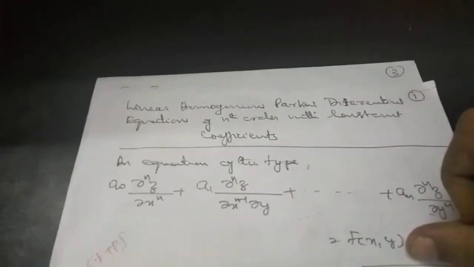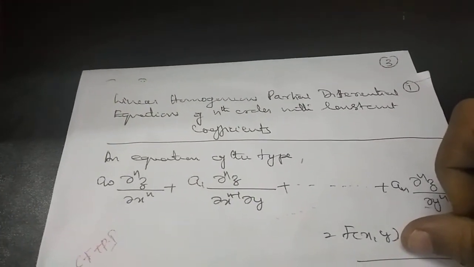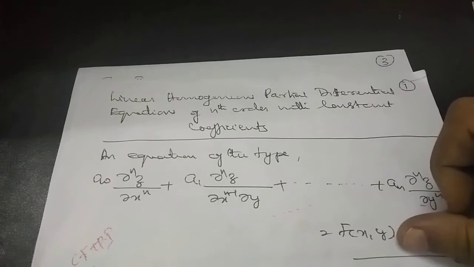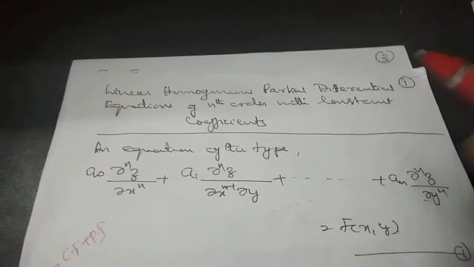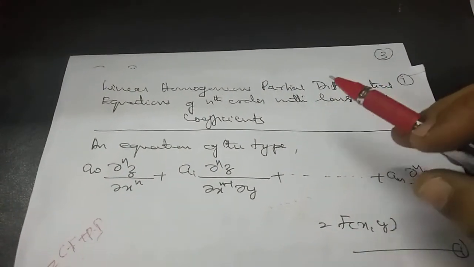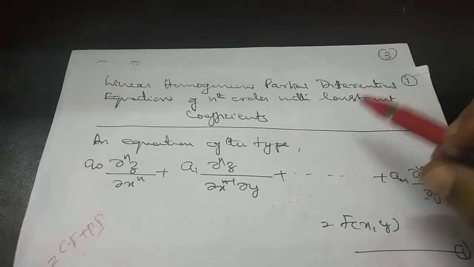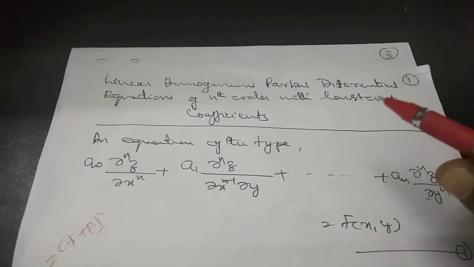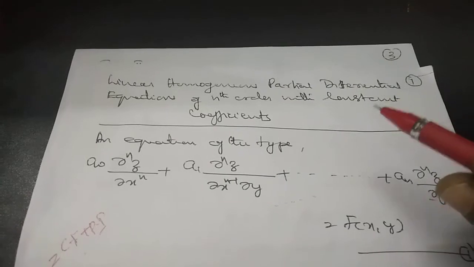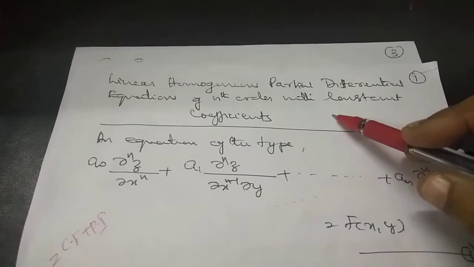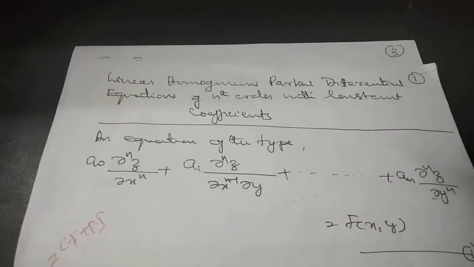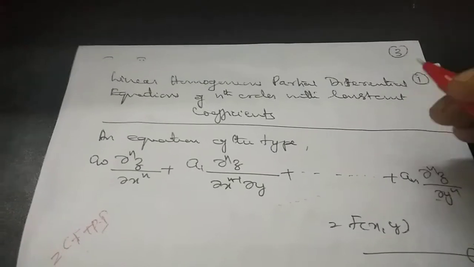In this video, we are discussing linear homogeneous partial differential equations of nth order with constant coefficients, and their different solution types. We have already discussed several types. Now, in this video, we are discussing how to calculate the particular integral of this type of equations when they are related to the case 4 condition.